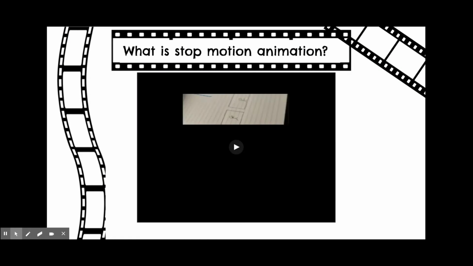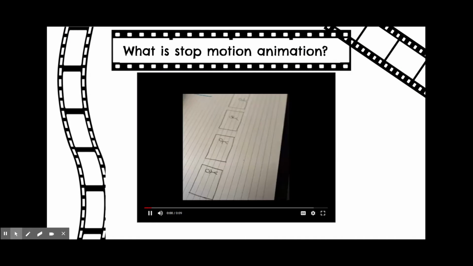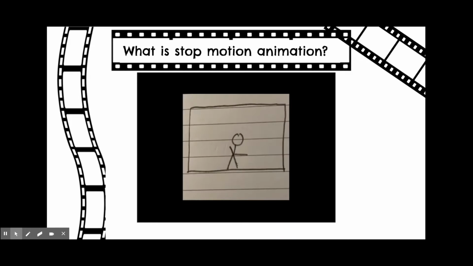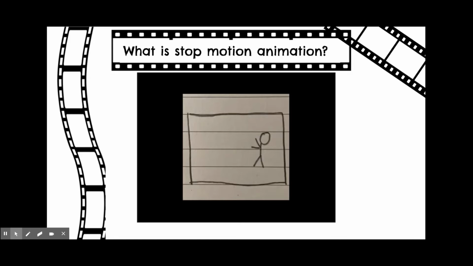Stop motion is a way to make animated video. You take multiple pictures of objects, moving them a tiny bit between each picture. When you play the pictures rapidly back to back, it looks like the objects are moving on their own.